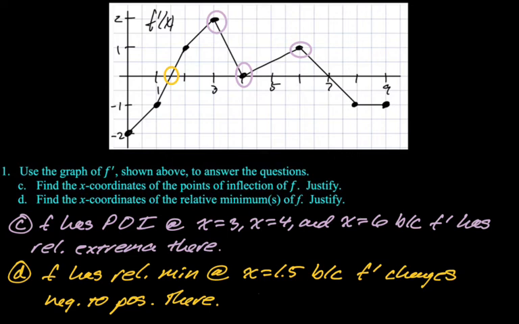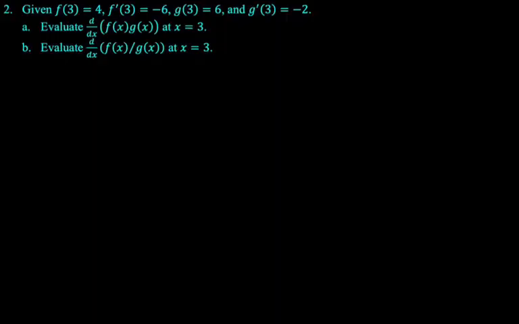All right, new question. Given f of 3 is 4, f prime of 3 is negative 6, g of 3 is 6, g prime of 3 is negative 2. Evaluate d dx, the derivative of f times g at x equals 3. So that's definitely the product rule. It's going to be first derivative of the second plus second derivative of the first. So this is literally the product rule. There aren't even expressions, so we just write it down.